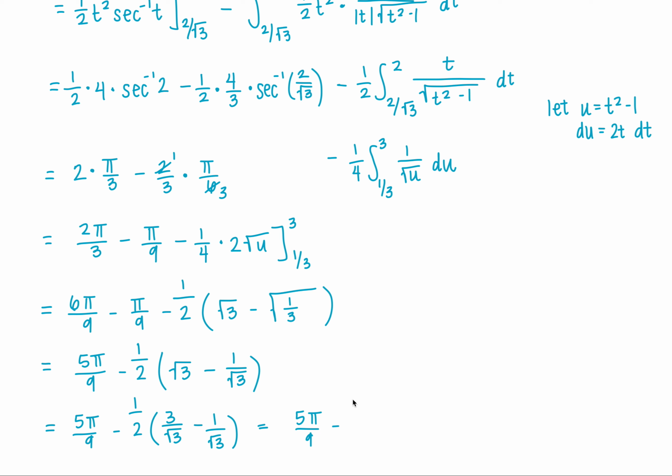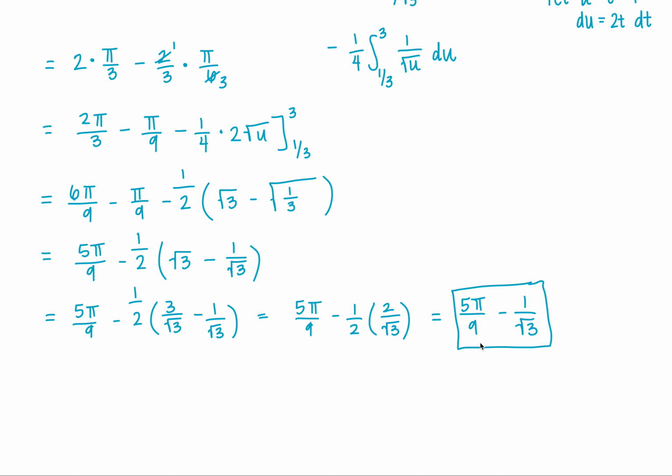So I have 5 pi over 9 minus 1/2 times 2 over the square root of 3. So that's 5 pi over 9 minus 1 over the square root of 3. And that is a perfectly acceptable answer.